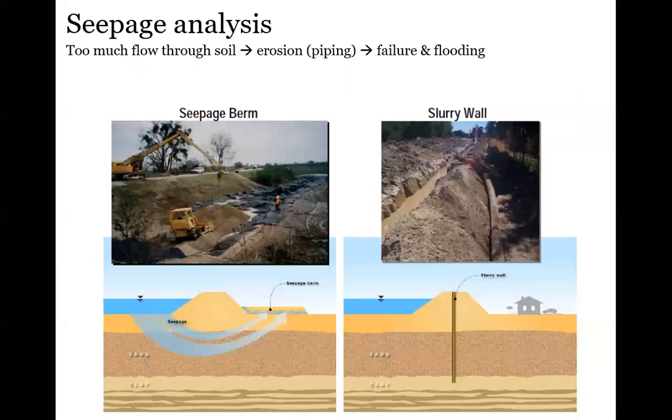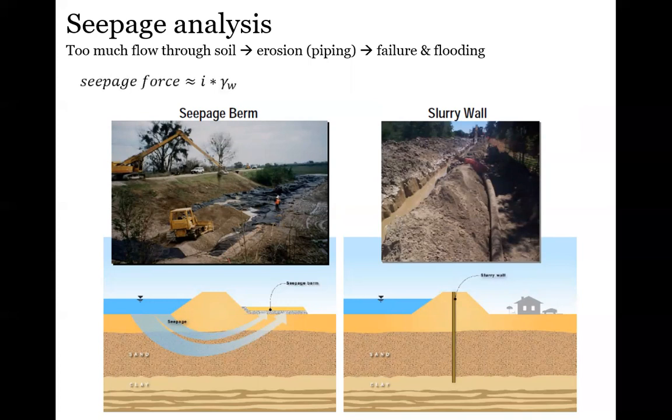So seepage analysis is important because this is actually looking at the stresses that are attributed to flowing water through the pore space. And this is important because if we don't control the seepage, then if we have too much flow, we can have erosion or piping, or we can have failure and flooding. So this is heavy on the geotech side of things. So we have different types of techniques to mitigate or slow down the seepage. And basically what we're trying to do is increase the length that the water takes to flow.